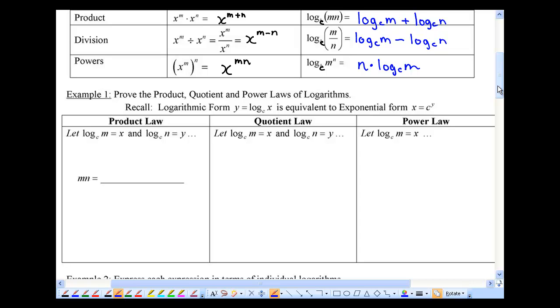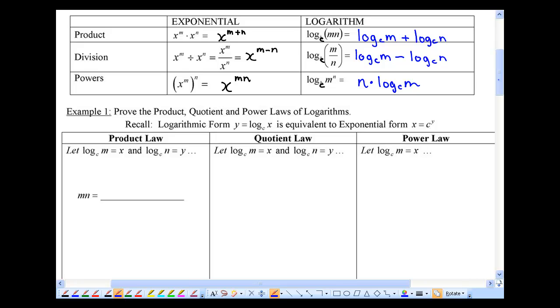So, example number 1, I'm going to ask you to prove the product, quotient, and power laws of logs. Now, what I'm going to do is let log base c m equal this number, which we call x, and log base c n equal this number, which we call y. I'm going to ask you to rewrite these in exponential form first. So this becomes c to the power of x equals m, and this one becomes c to the power of y equals n.